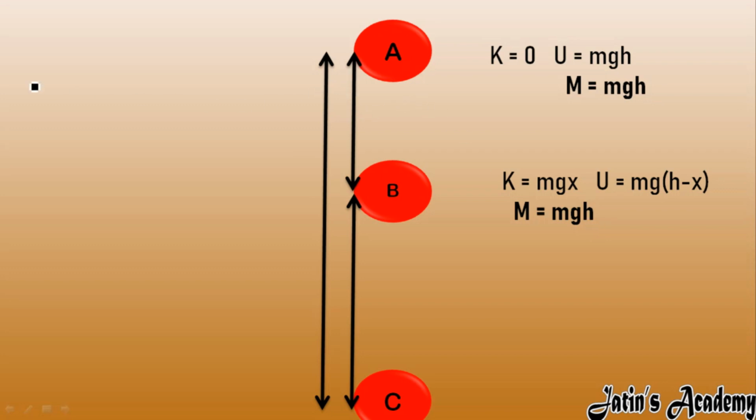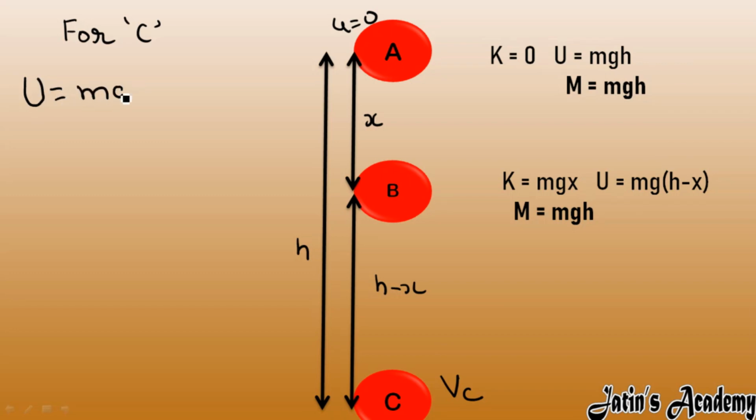So now we have to do the same derivation for point C. For point C, we again have this x, h minus x, and this is h. Now carefully see, here initial velocity is 0. Initially the ball is at rest, so we are taking initial velocity as 0 and final velocity as vc. Now first of all, calculate the potential energy. Potential energy is mgh. So what is h? This ball is on the ground, meaning very near to the ground, so height from the ground is 0. So potential energy at point C is 0.